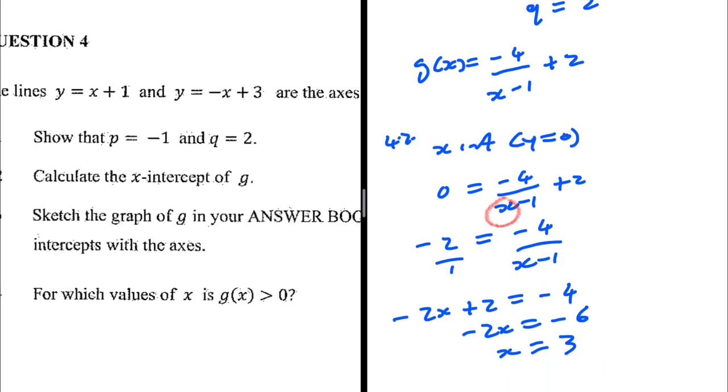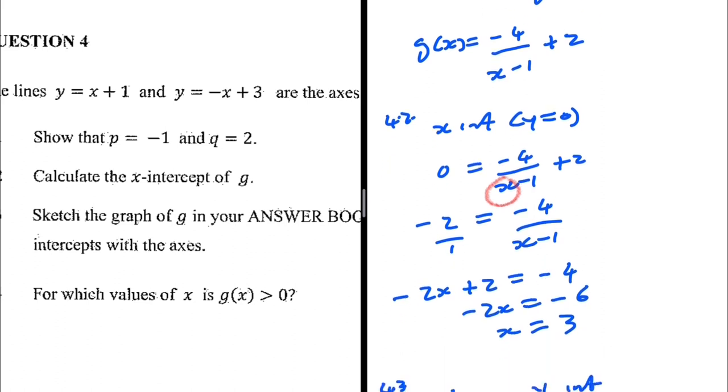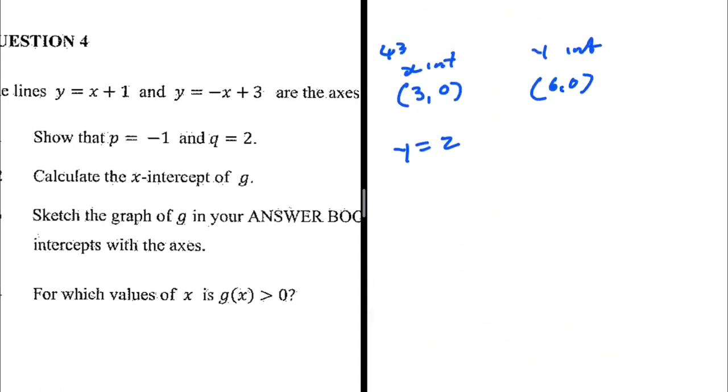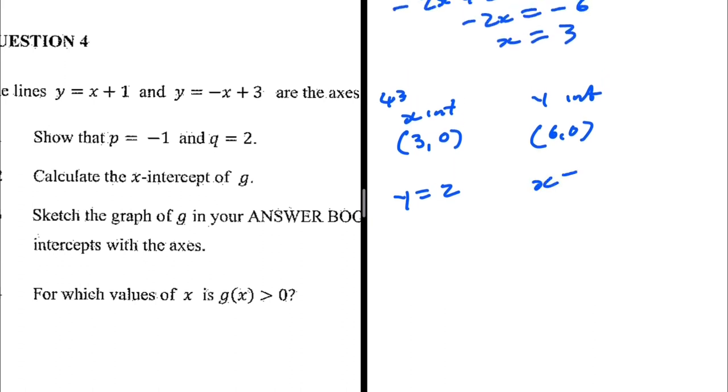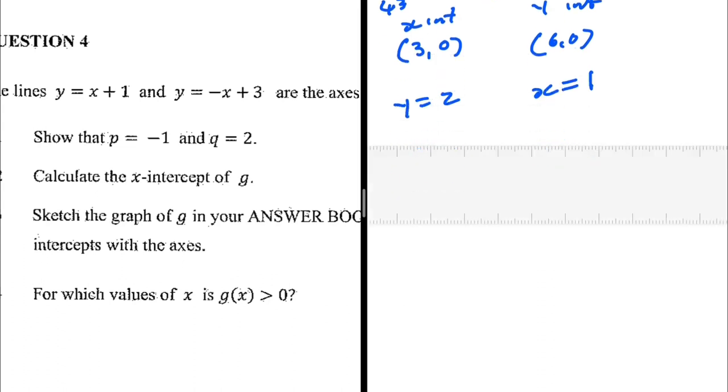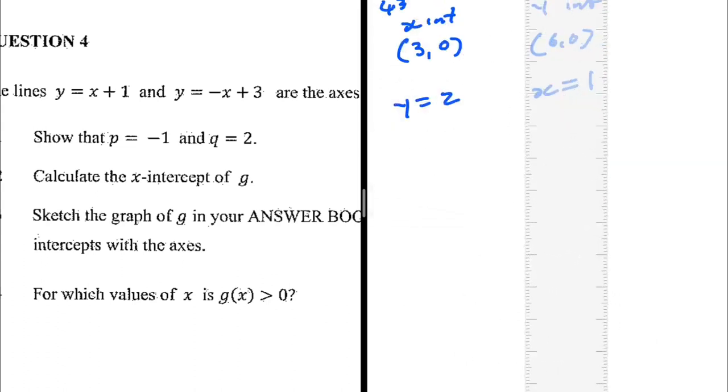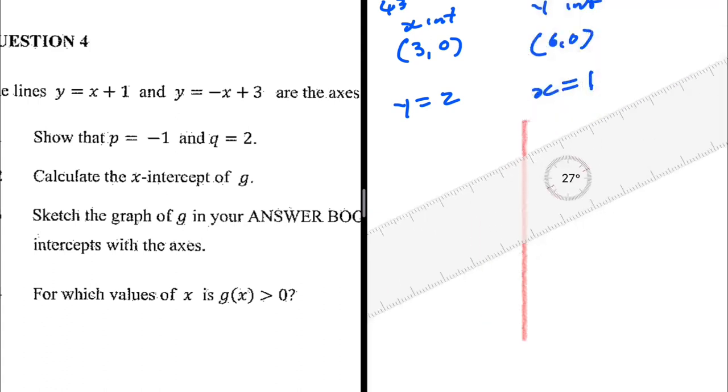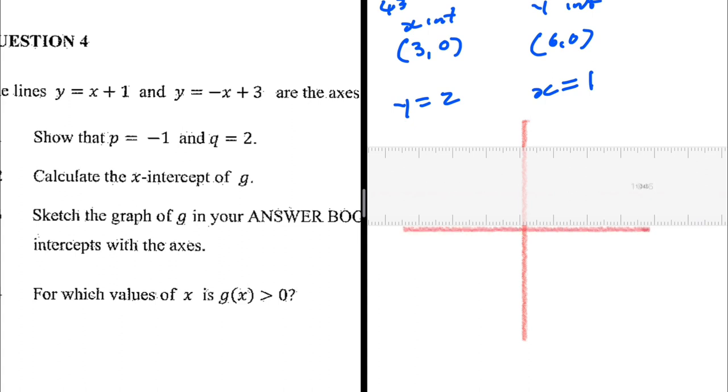And then what about the vertical asymptote? x cannot be equal to 1. We can clearly see that x cannot be equal to 1 because we're going to have 0 in the denominator, which gives us undefined. So x equal to 1 is our vertical asymptote. Now we can sketch. We need our axes. So the y-axis and the x-axis. There we go. And this is the y and this is the x.